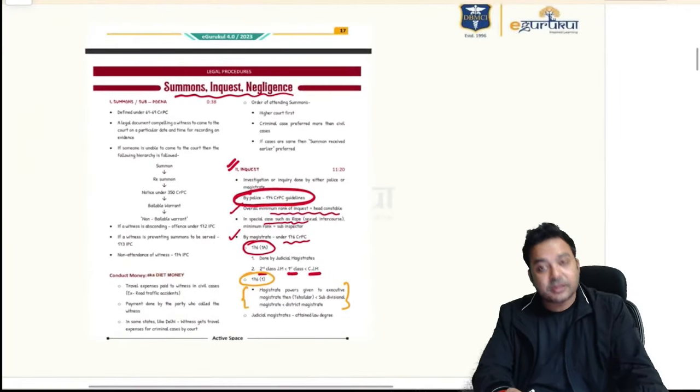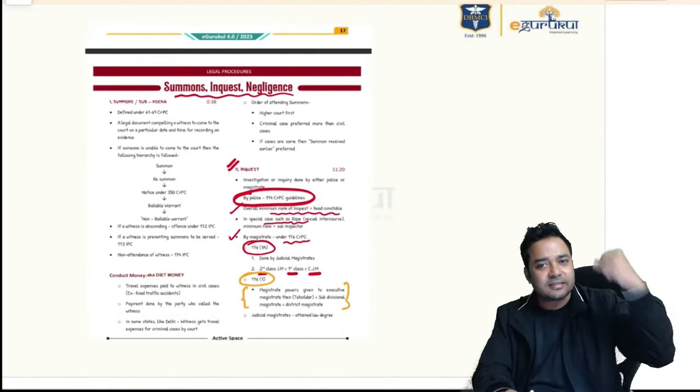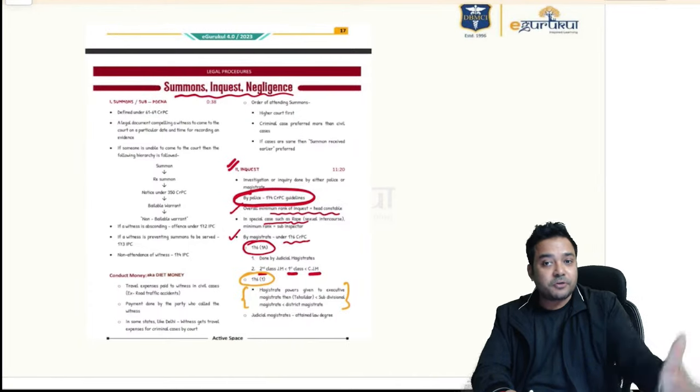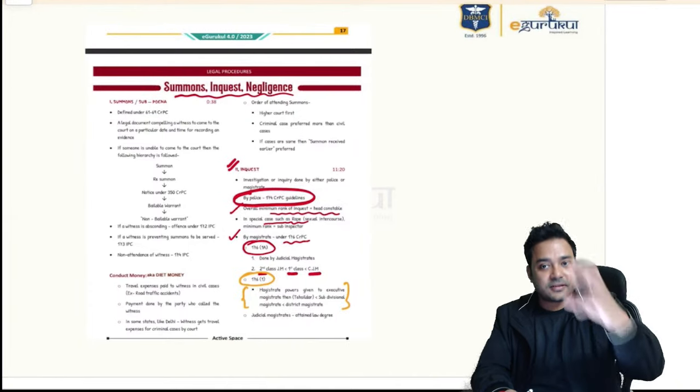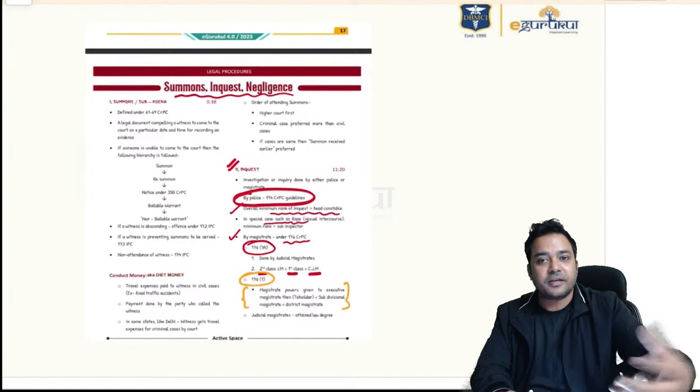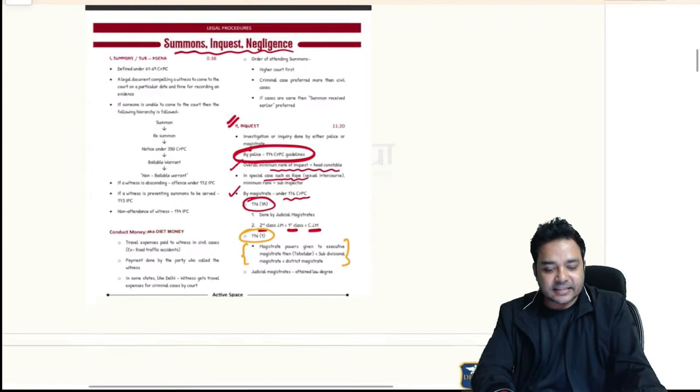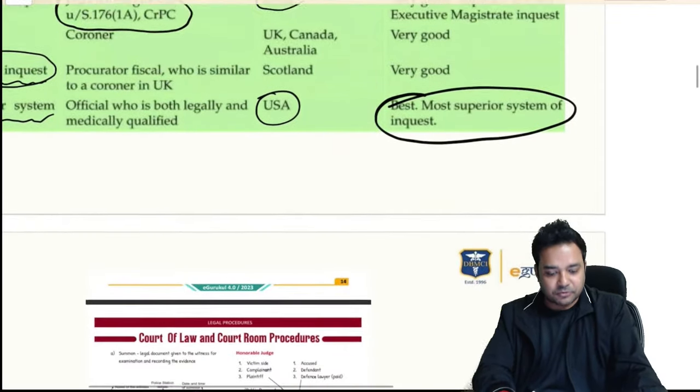All these details we cover in our offline, online classes, eGurukul 4.0 videos also, everywhere. And this is a topic which is very, very important for PG exams or INICET exams. In fact, FMG exams too.